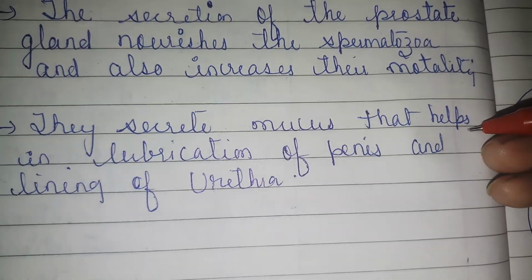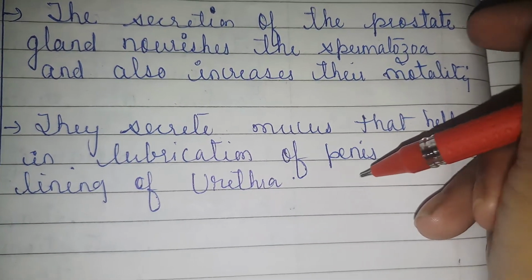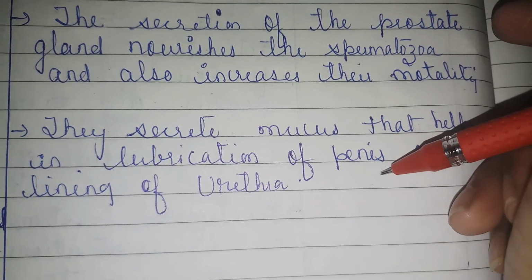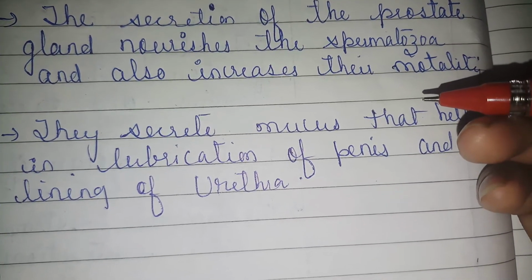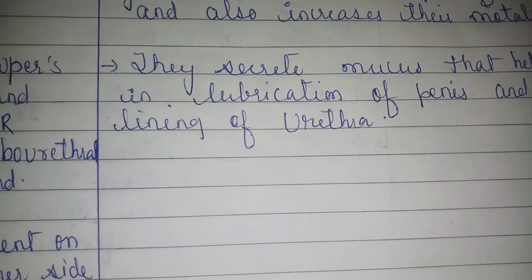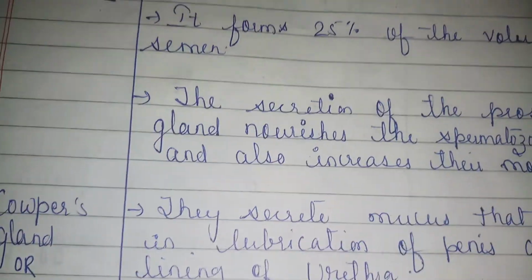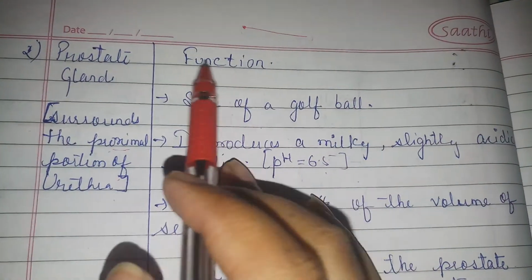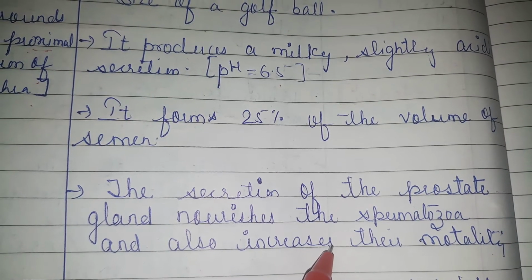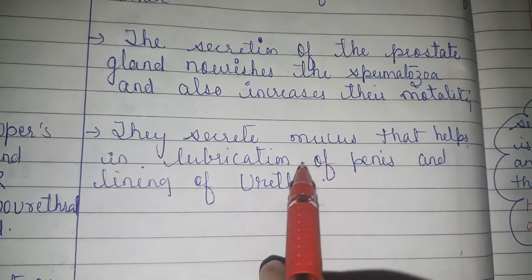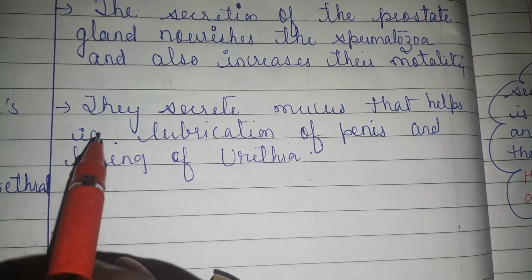They secrete mucus that helps in lubrication of the penis and lining of the urethra. That is also needed, lubrication of the penis and lining of the urethra, so that you can prevent damage to the copulatory organs, right? And this function is of the Cowper's gland, right? This is all about the prostate gland, where the secretion nourishes the spermatozoa and also increases their motility. And the mucus is secreted by the next gland, which is called the bulbourethral gland or Cowper's gland.